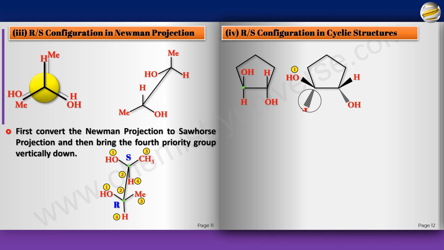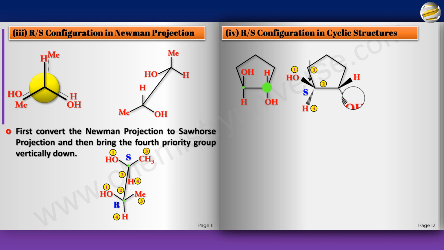So 1. Now tell me which is 2. Obviously this bond is 2 because this carbon is attached to OH. So 2, 3 and 4. So where do you look from? Top again. Now go from 1 to 2, 2 to 3. From the top, S.